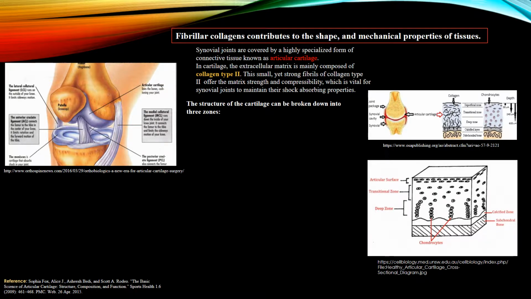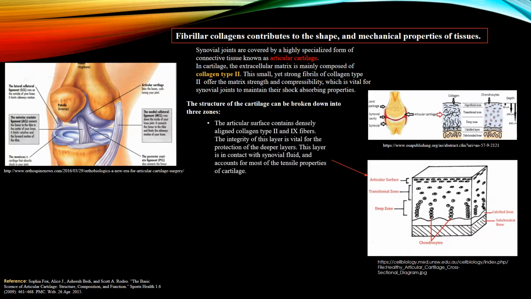The structure of the cartilage can be broken down into three zones, starting with the articular surface. The articular surface contains densely aligned collagen type 2 and 4 fibers. The integrity of this layer is vital for the protection of the deeper layers. This layer is in contact with synovial fluid and accounts for most of the tensile properties of cartilage and its resistance to shear and compressive forces imposed by articulation.